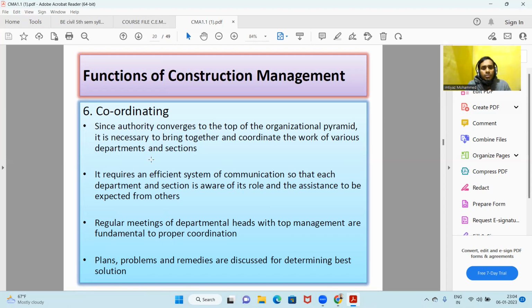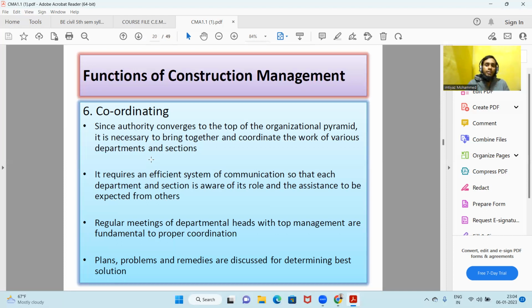So, in coordination, we should be able to coordinate the works of different departments and sections. We should always be having a detailed project report of what exactly is happening on the site. Okay, now, coordinating requires a very effective and efficient system of communication so that every department and section is aware of their role, and they are also aware of whom to contact in case they are having any trouble. Okay, in case they require any assistance, they should know whom to contact and what kind of information they can expect. Moreover, regular meetings of the departmental heads with the top management are very fundamental to proper coordination.